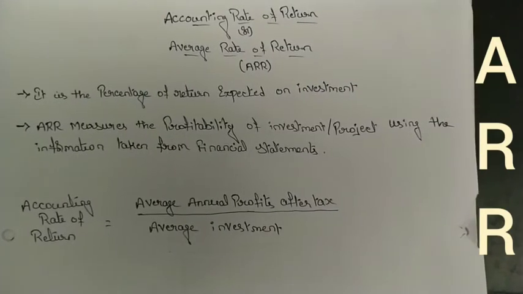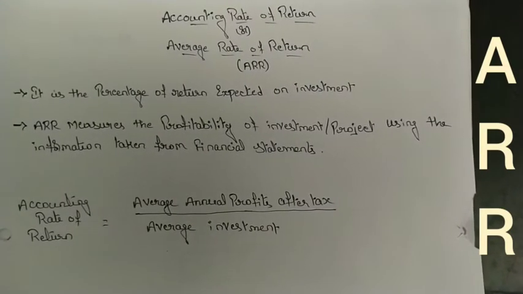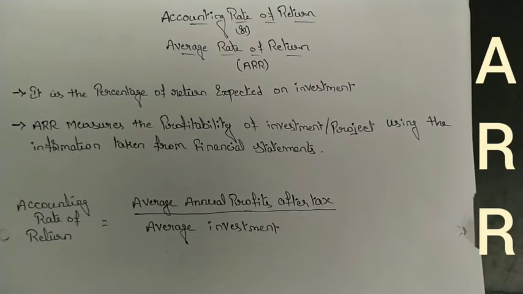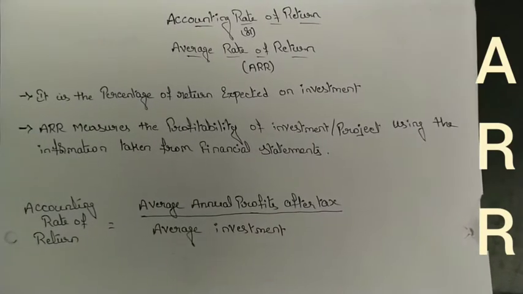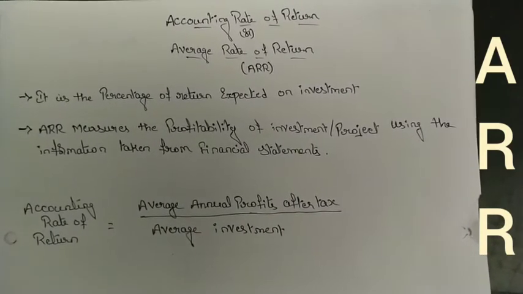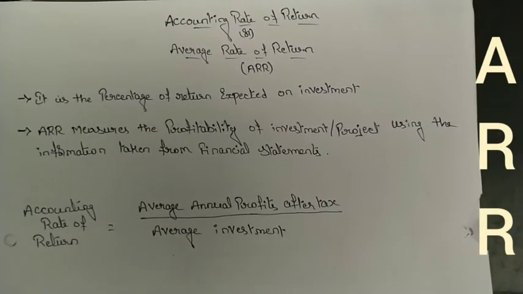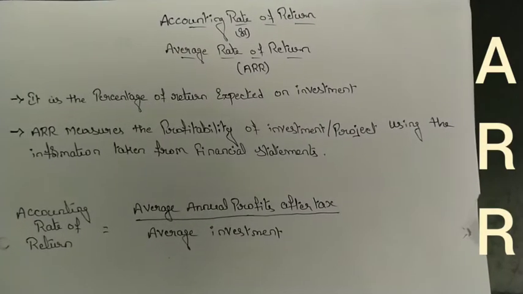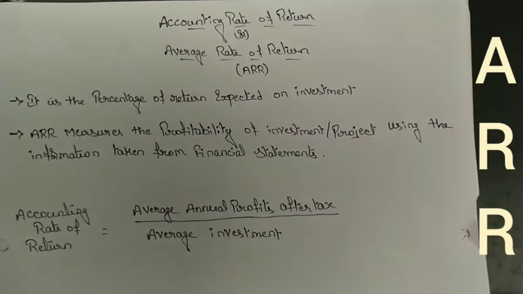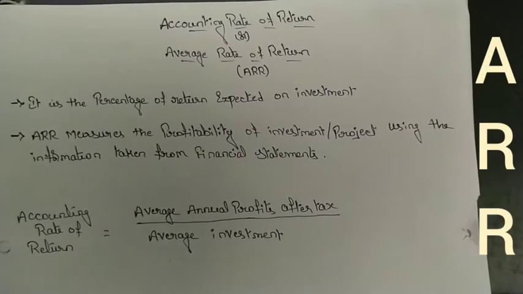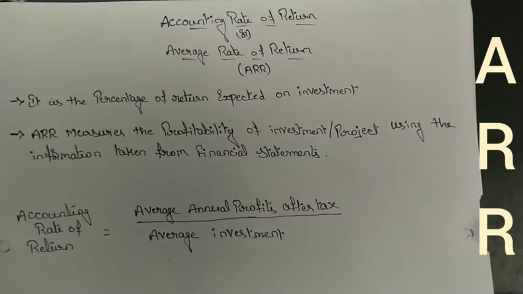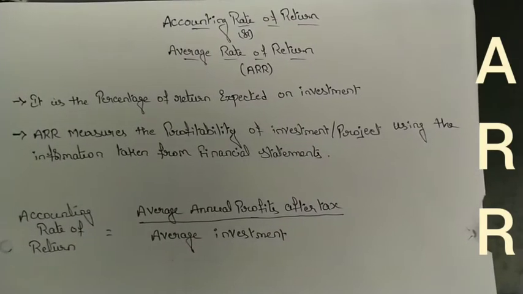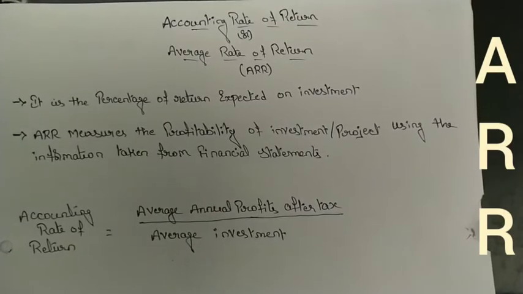Just before going to the calculation, let us see the meaning of average rate of return. It is the percentage of return expected on investment, meaning whatever investment you are making in an asset or a project. Accounting rate of return is the percentage of return you are expecting on your investment. Average rate of return measures the profitability of an investment or project, meaning the profit you will get from the investment. That profitability is measured by the accounting rate of return.